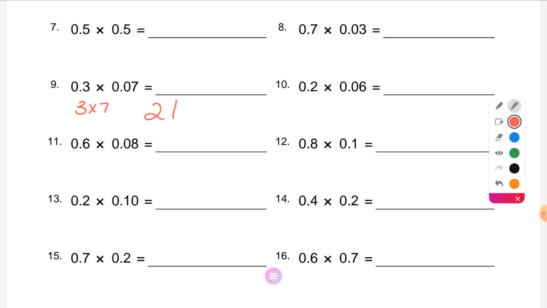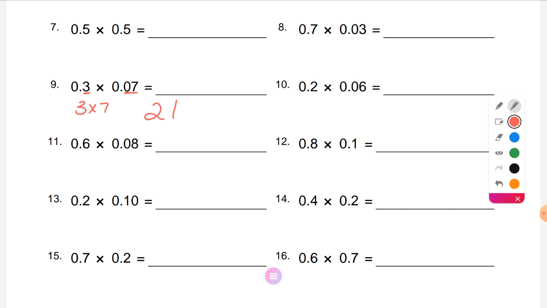Drake, what do I do next? Count the numbers after the decimal. Yeah, I count the decimal places in my problem. I have 1, 2, 3 in the problem. Caleb, why is this one weird?